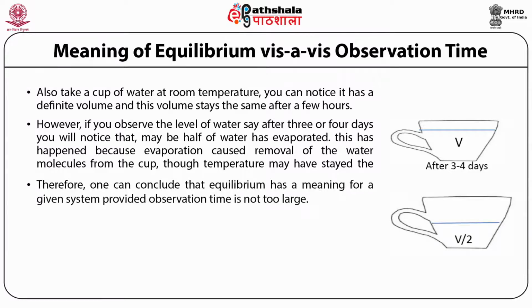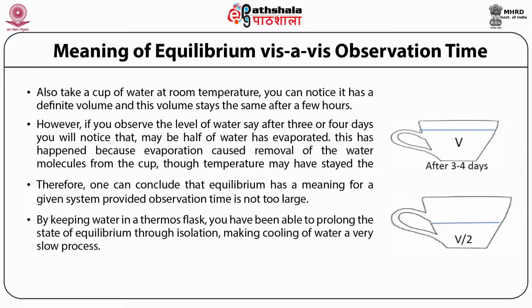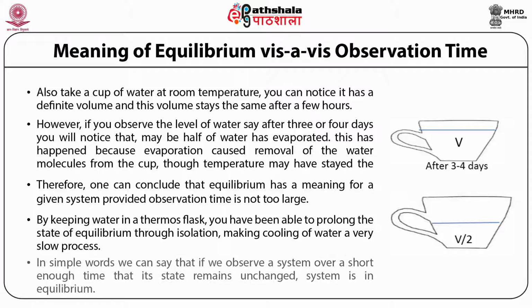Therefore, one can conclude that equilibrium has a meaning for a given system provided observation time is not too large. By keeping water in a thermos flask, you have been able to prolong the state of equilibrium through isolation, making cooling of water a very slow process. In simple words, we can say that if we observe a system over a short enough time that its state remains unchanged, the system is in a state of equilibrium.